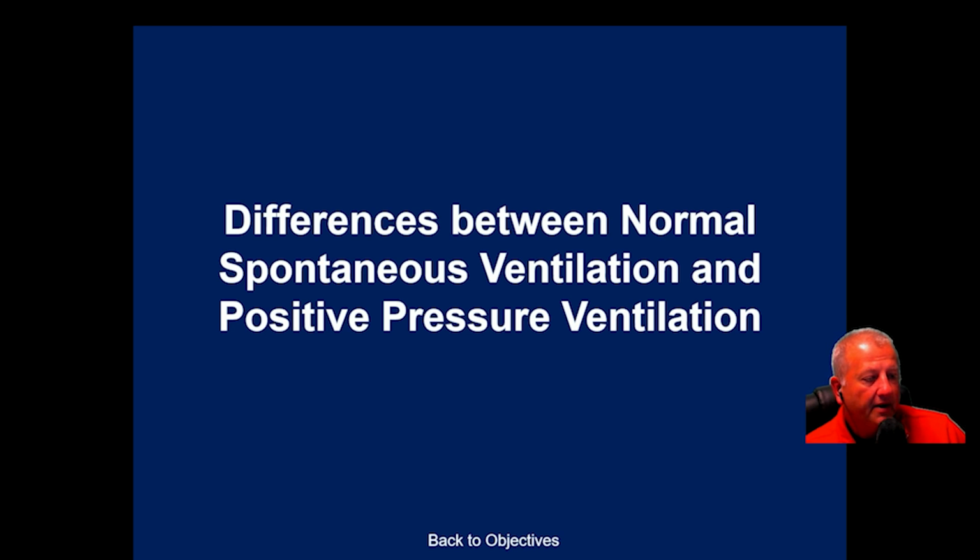Differences between normal spontaneous ventilations and positive pressure ventilations. So a patient who's breathing spontaneously is breathing on their own. So let's say you're breathing 8 times per minute and inadequate, meaning you're less than 1 inch of chest rise. We're going to use positive pressure ventilation to bag you 12 times per minute. And when we're bagging you, your chest will rise at least 1 inch.